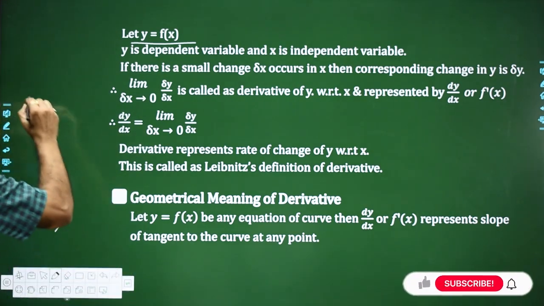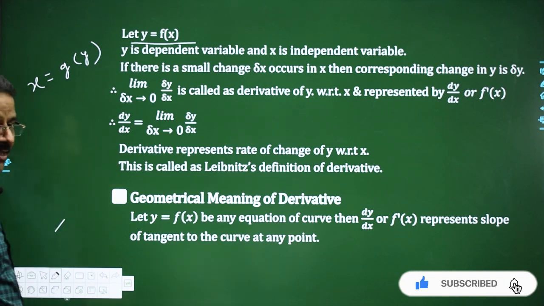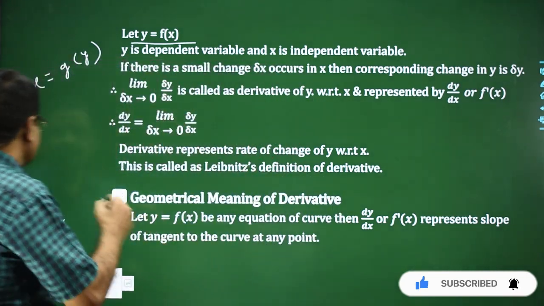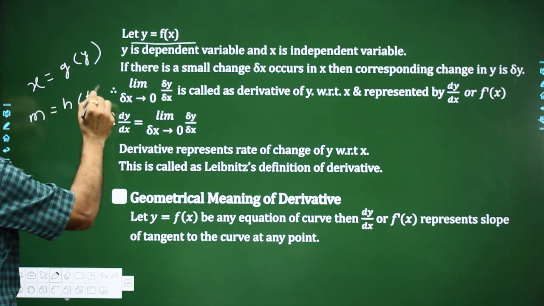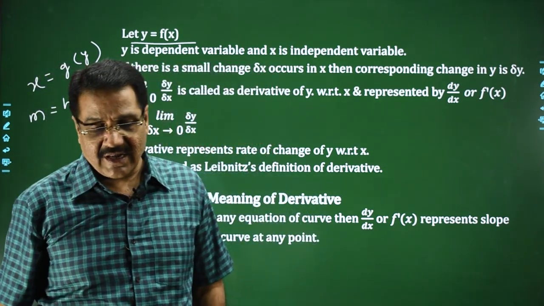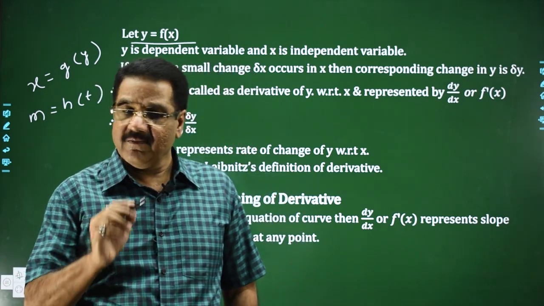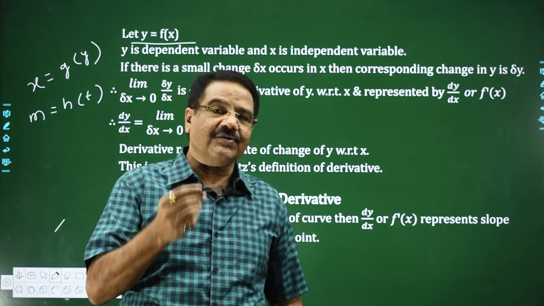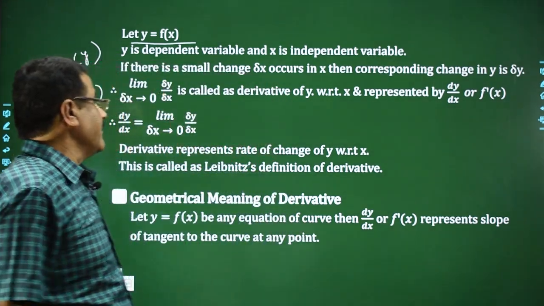You can also change, you can also say that x is a function of y. Okay. So now x is dependent, y is independent. Now you can also say that m is a function of t. Now we can say that m is the dependent variable and t is the independent variable. So the concept of dependent and independent variable must be clear, because whenever we are taking the derivative, we always have to take the derivative of the dependent variable with respect to the independent variable.